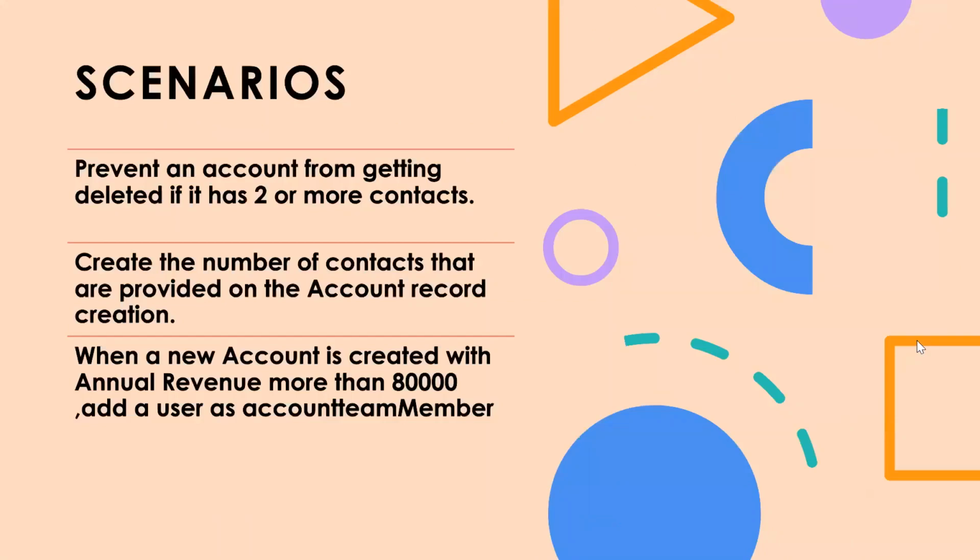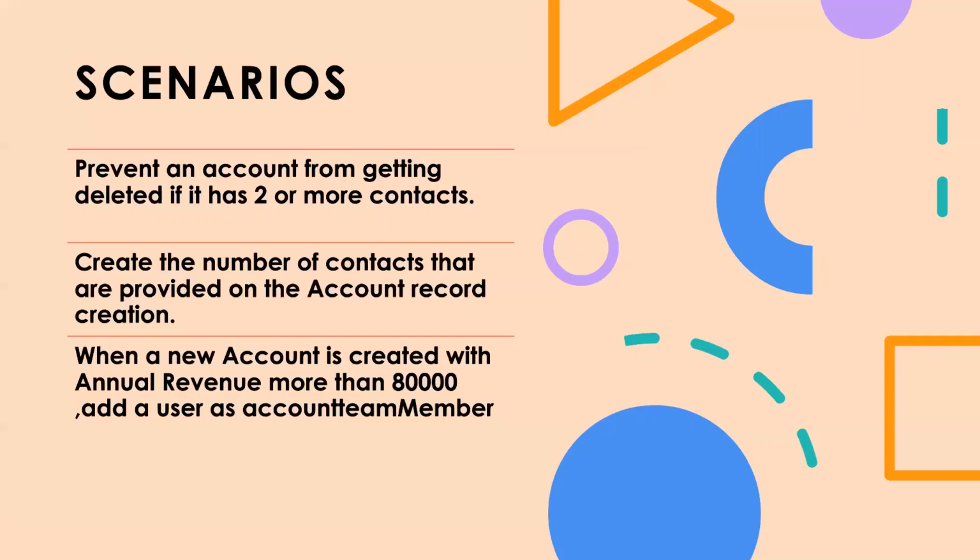So here I've listed down three scenarios. The first one is prevent an account from getting deleted if it has two or more contacts. So the requirement over here is that if you have an account and there are two or more associated contacts on that account, and you're trying to delete that account, then you should be presented with an error message that you cannot delete that account because it has two or more contacts. This particular scenario we will implement with a trigger.